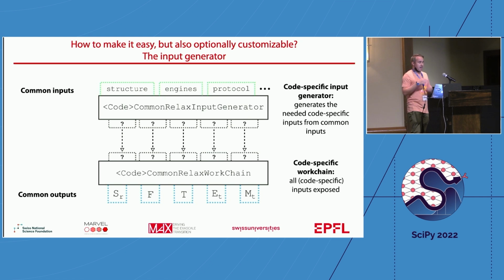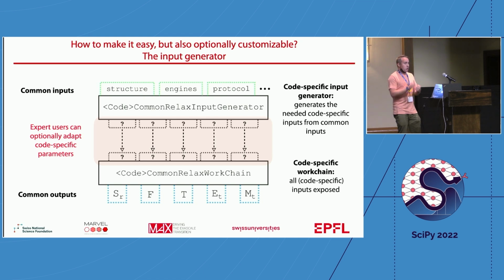Then at the same time, the second requirement we have is that any of these workflows comes together with an input generator. And this will take common inputs and then will generate any input needed to be directly passed through to the workflow. So this two-level design achieves what we call optional transparency. A non-expert user would just use the two as a black box, set the common inputs, take whatever the input generator generates, pass it to the relax work chain, and then look at the common outputs. But an expert user could then go in, look at the intermediate inputs, and change them at will with anything they want.